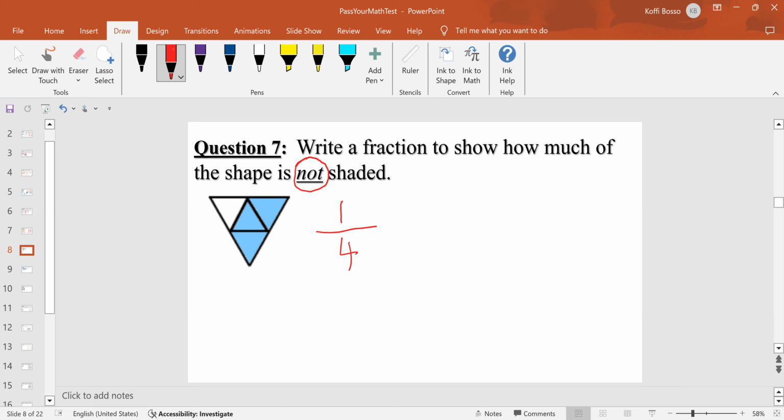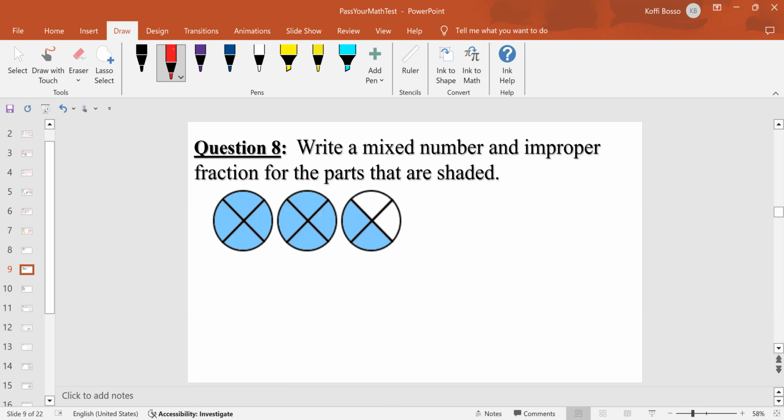Simple. Question number 8. So this one is a little bit tricky. Again, feel free to pause the video to challenge yourself. Okay. They say write a mixed number. So this time they want what? Mixed number. And the improper fraction. Wow. So we need the 2 answers. One as a mixed number and the other one as an improper fraction. For the parts that are shaded.